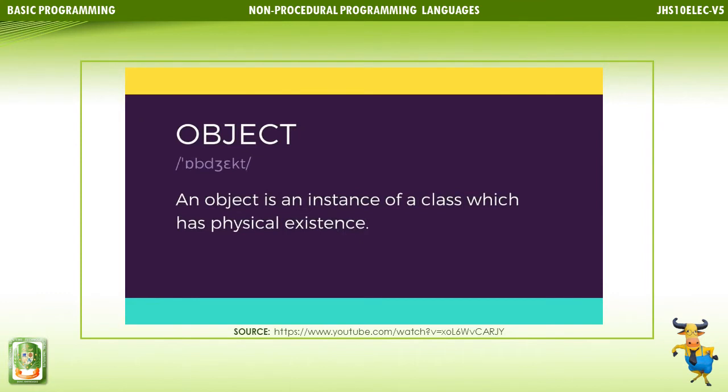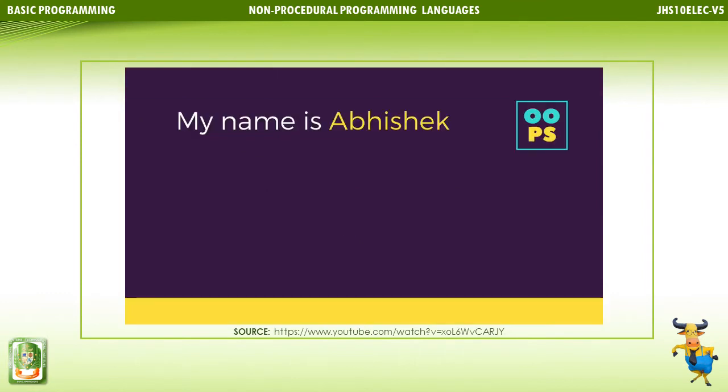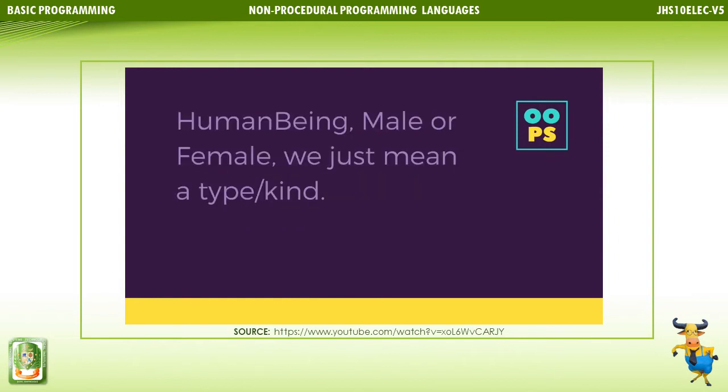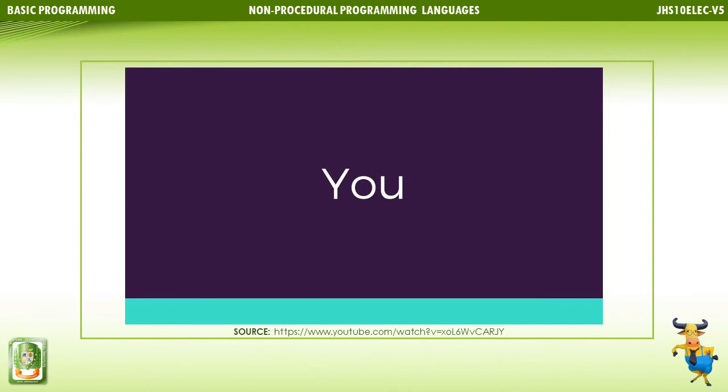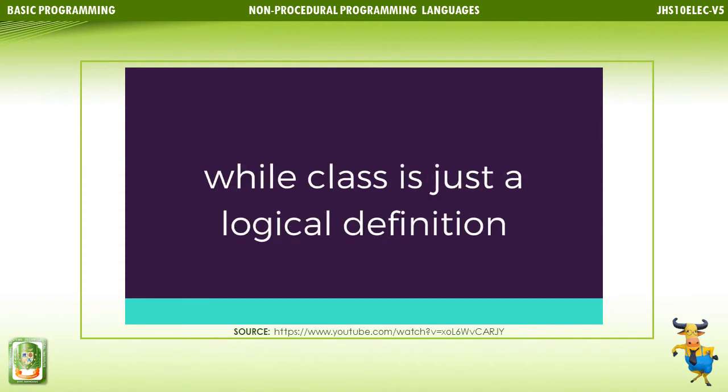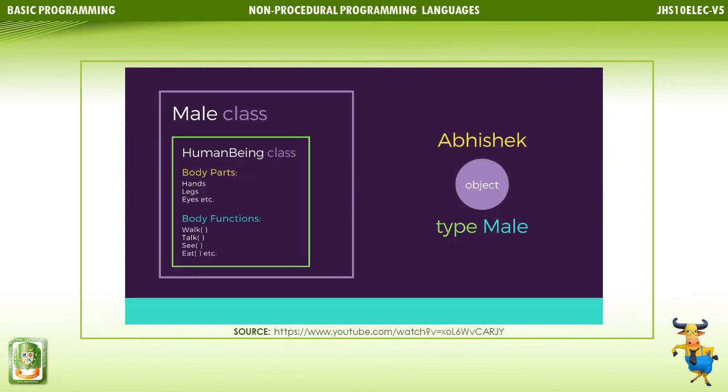Next is object. My name is Abhishek and I am an instance of class male, because I'm a male, obviously. When we say human being, male or female, we just mean a kind. You, your friend, me, we are the forms of these classes. We have a physical existence, while a class is just a logical definition. We are the objects. So male is a class of which I am an object with the name Abhishek.